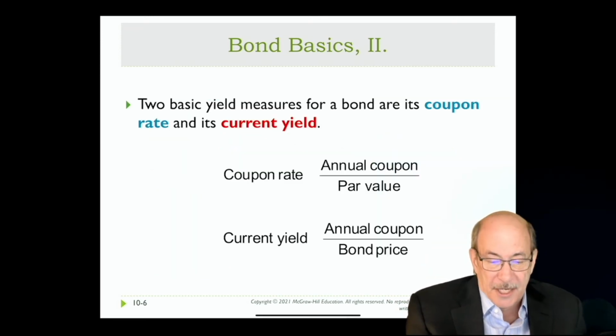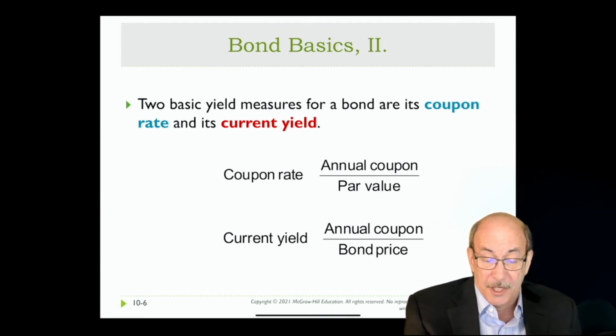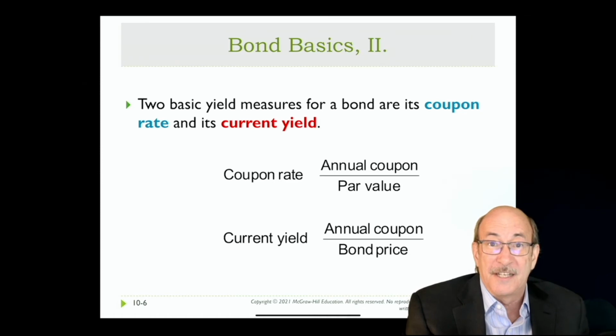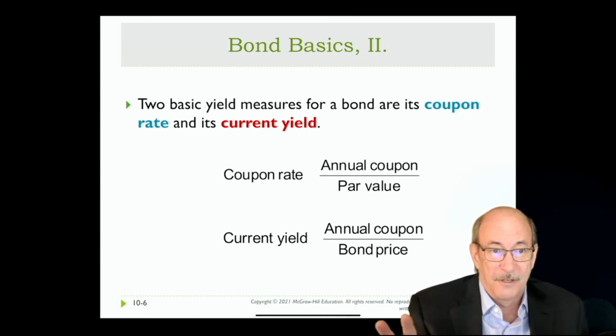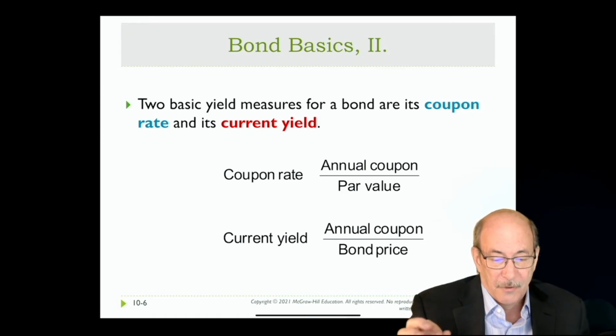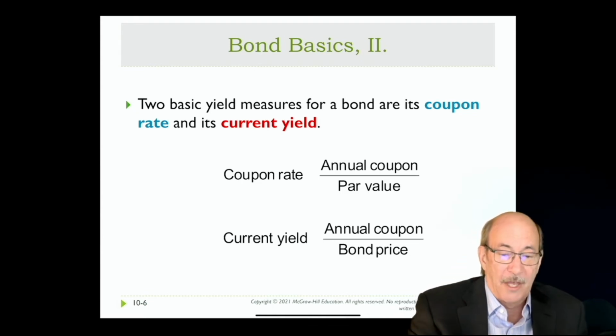A couple of very basic things here: coupon rate and current yield. Note that the key difference is in the denominator. The numerator is the same in both cases, the annual coupon. The only difference is that in the case of a coupon rate, we're dividing it by the par value or face value of the bond, and in current yield, we're dividing by the current bond price. Now, back to the inverse relation between yields and price: if the price of the bond is down, then the current yield is going to be higher than the coupon rate. If the current price of the bond is above par value, then it's going to be lower than the coupon rate.